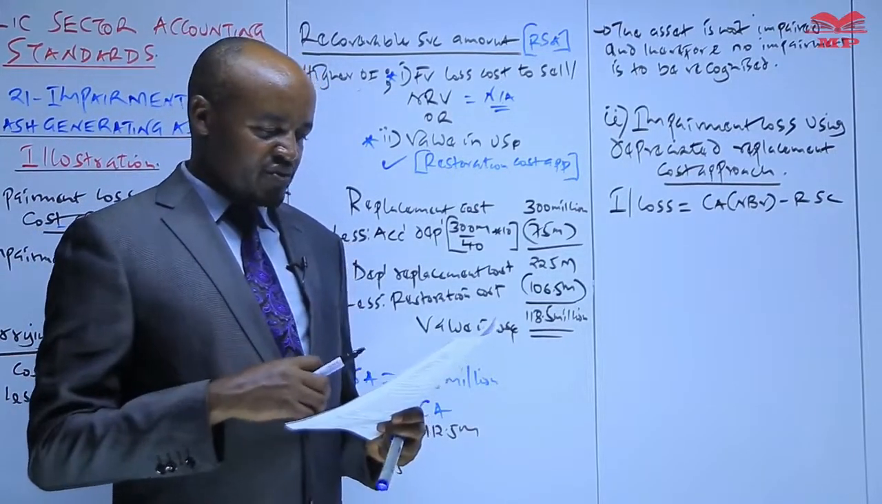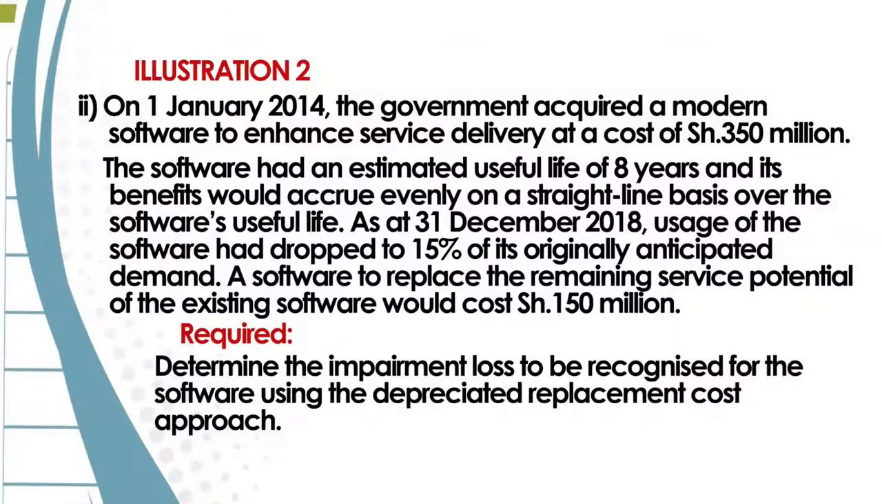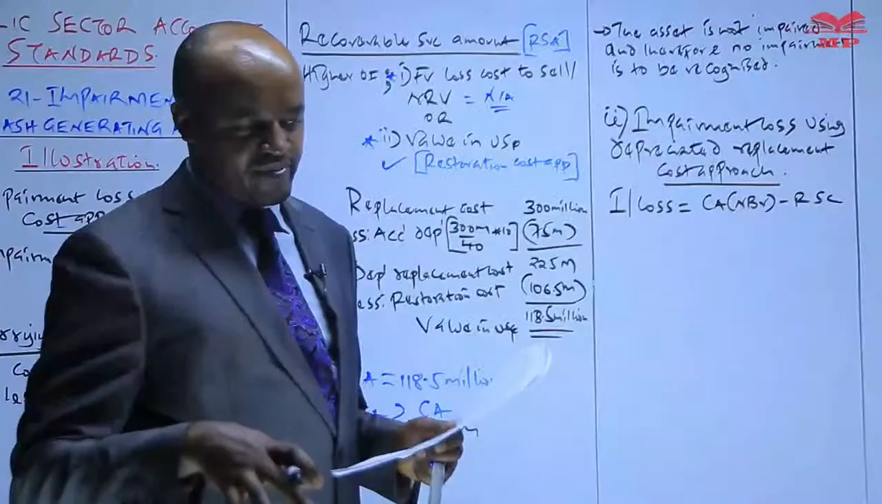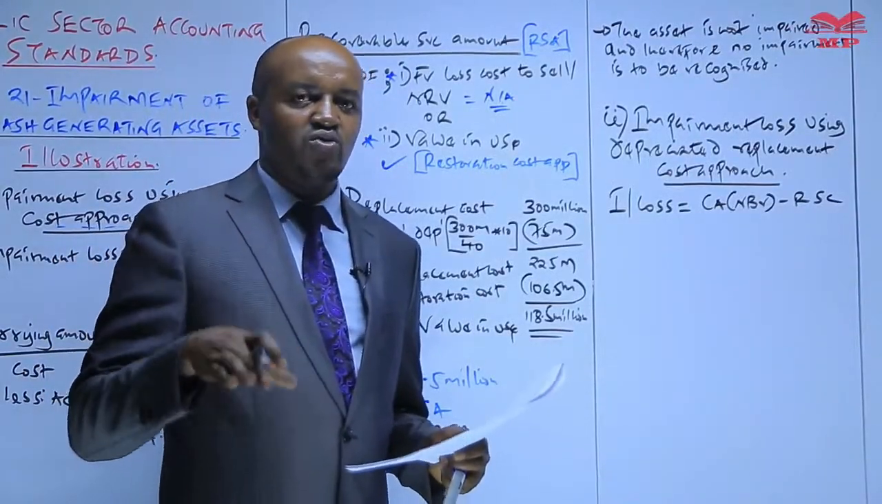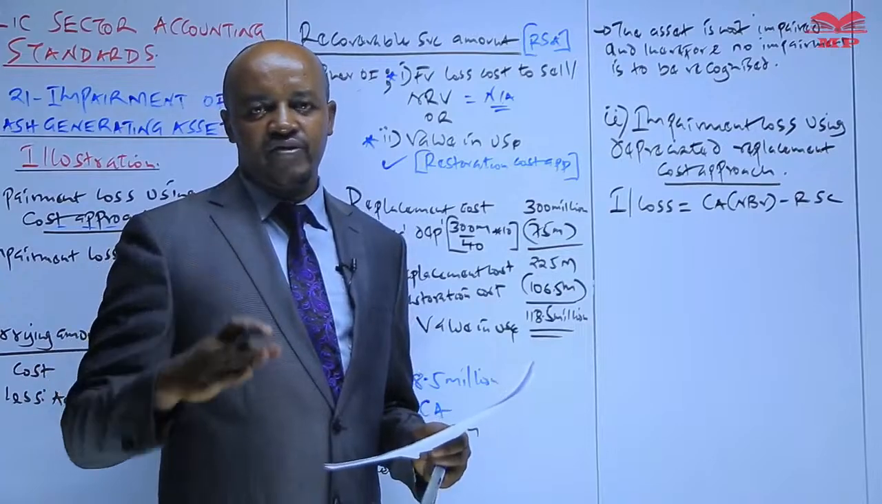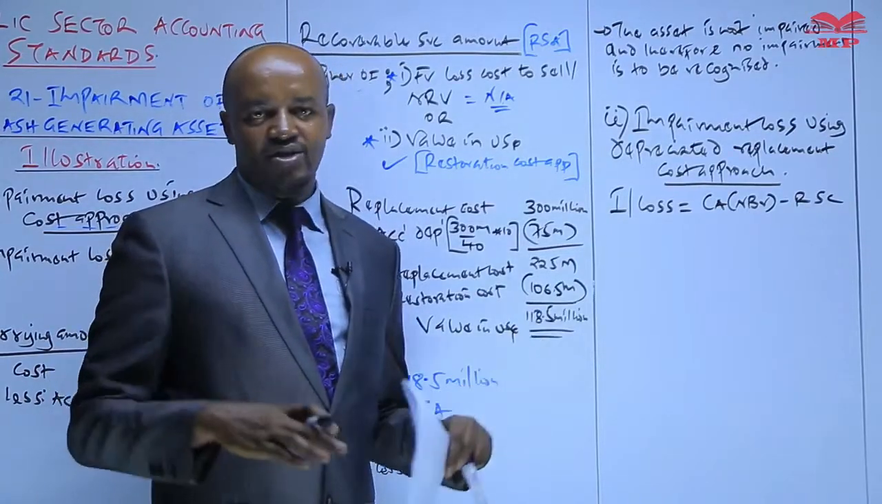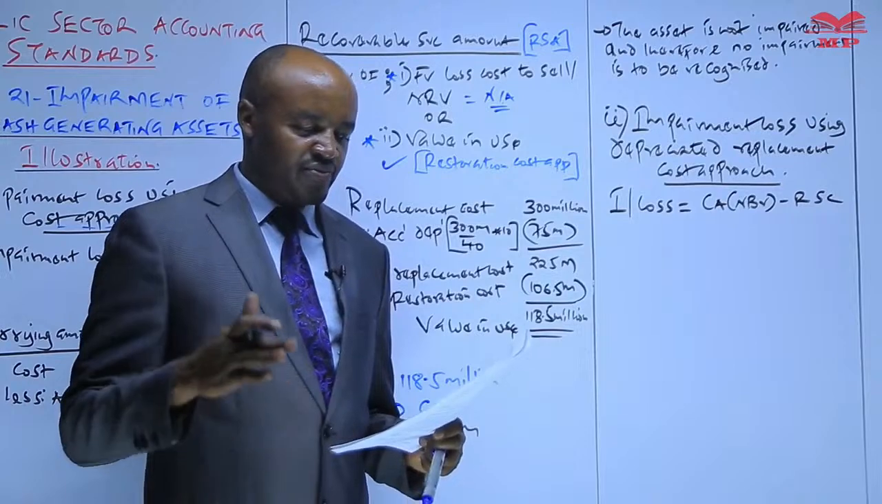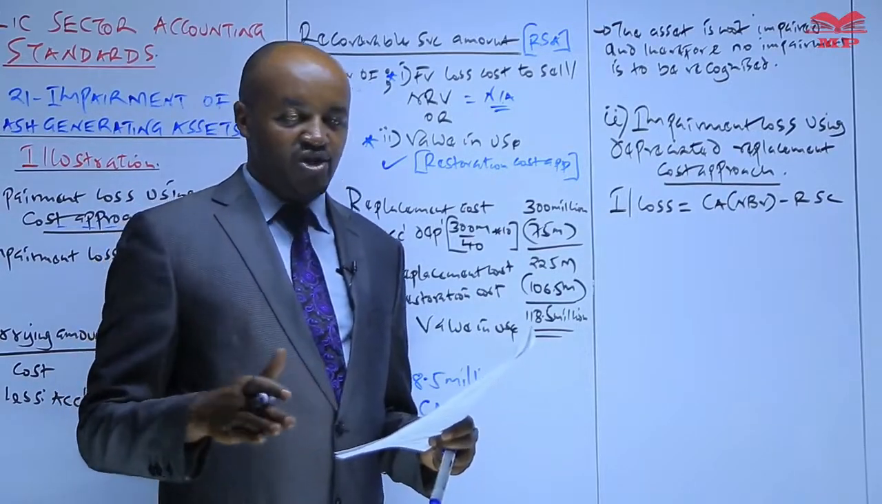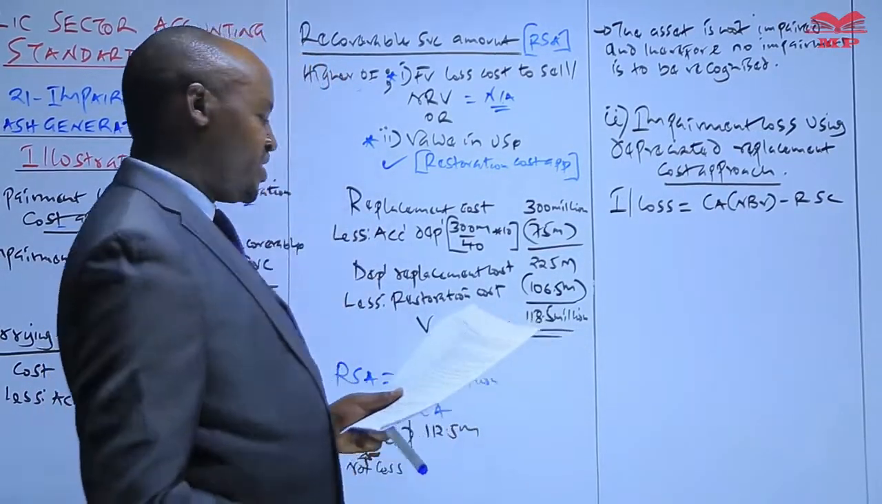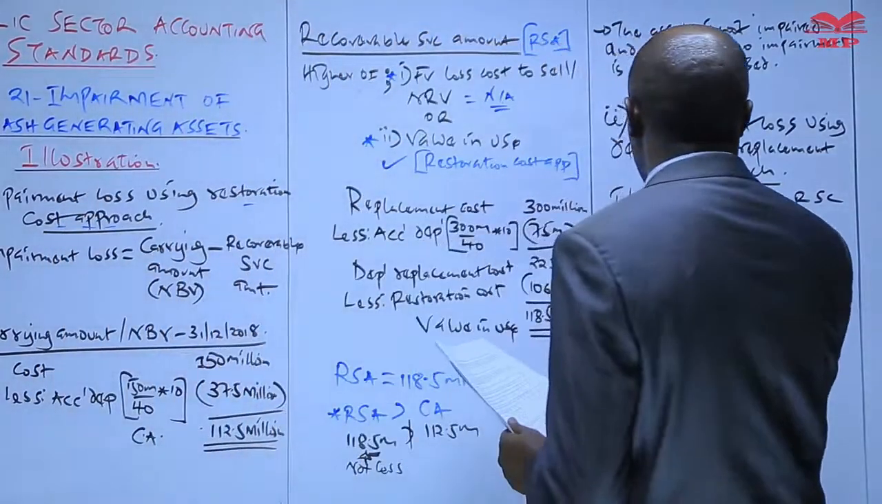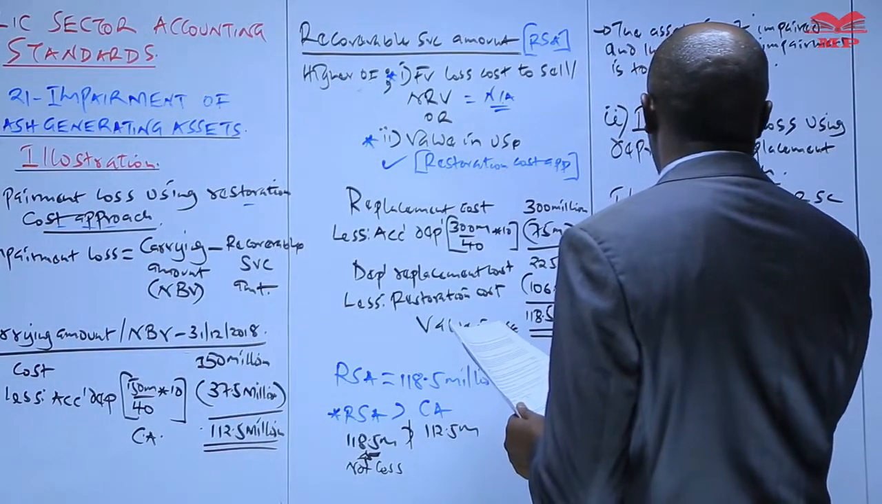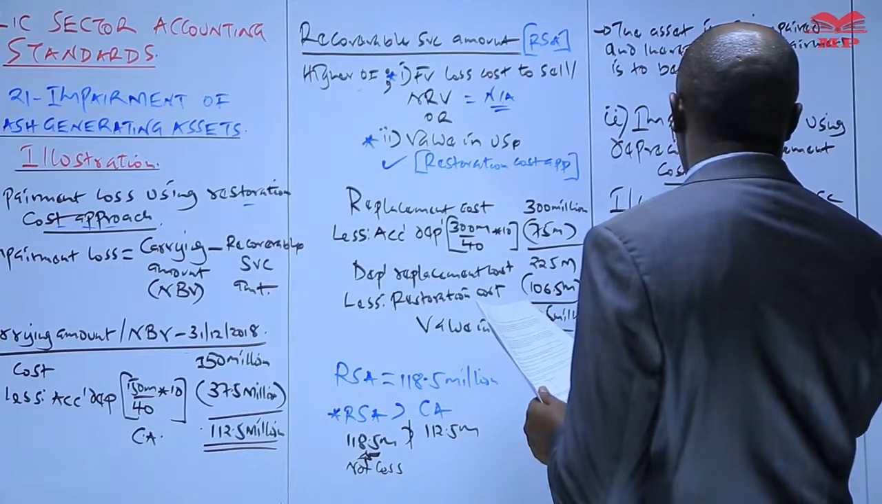And there is some information which you are given, whereby you are told that on 31st of December 2018, the usage of this software had dropped by 15%. So the performance of this software is worse than what was originally expected. This is one of the factors which indicate that this asset could be impaired. Therefore, in accordance with IPSAS 21, the public sector entity should carry out an impairment review at the end of 2018. So we are determining this carrying amount, this net book value, on 31st of December 2018.